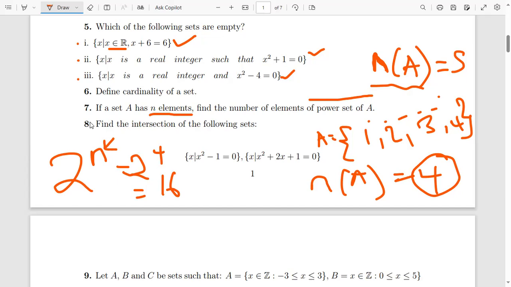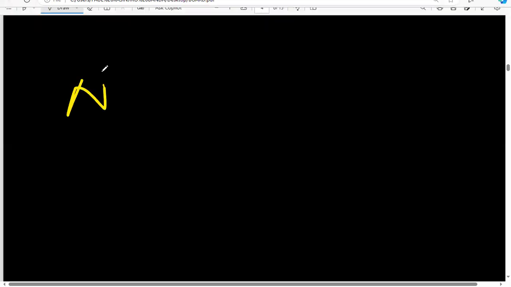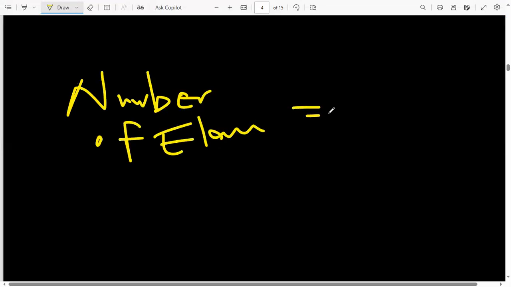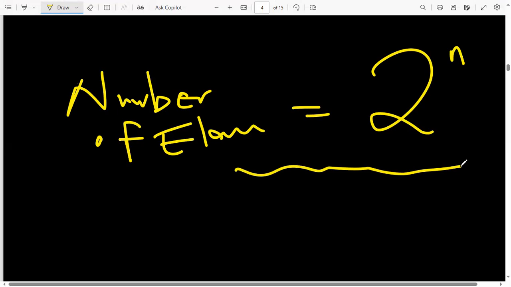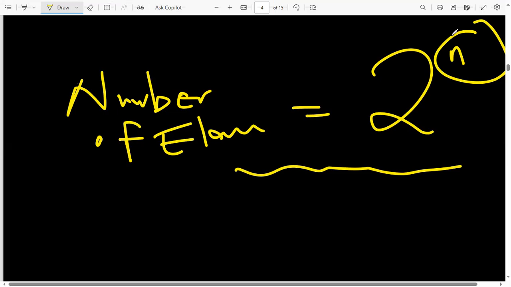So they're saying, if a set A has n elements, find the number of elements of the power set of A. The number of elements will just be 2 to the power n. So this is the formula that you should always use when you're finding how many subsets a set has. Just do 2 to the power n, that's all. And this n is just the number of elements in that set.